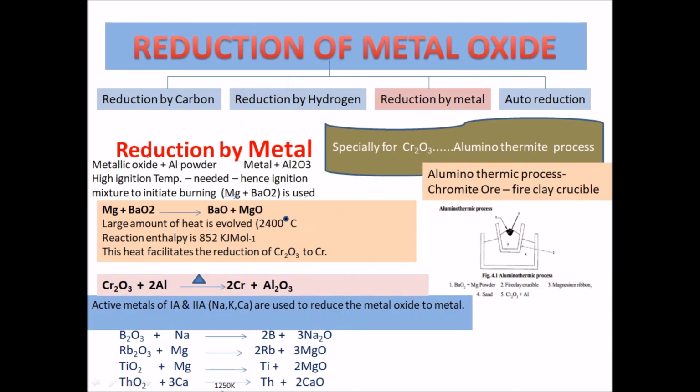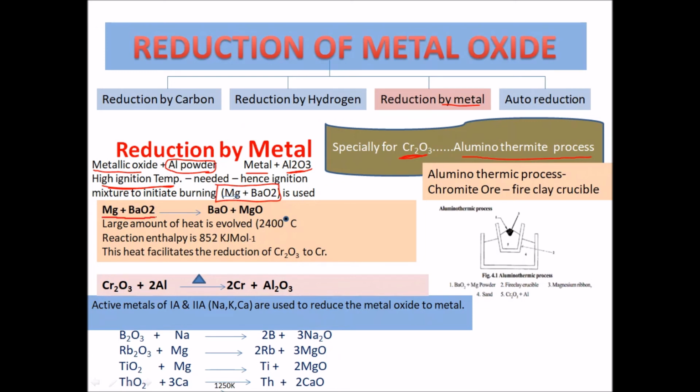Let us see the reduction by metal. This is specially used for Cr2O3, chromite ore, which is reduced in a process called the aluminothermite process. The metallic oxide is mixed with aluminium powder, which yields metal and Al2O3. For the reaction to take place, a high ignition temperature is needed, and hence an ignition mixture is added to initiate the burning. The ignition mixture that is used is magnesium and BaO2, barium peroxide.